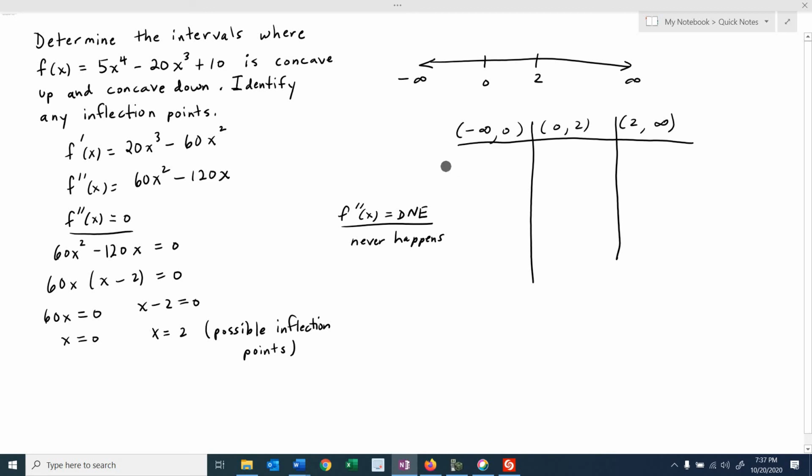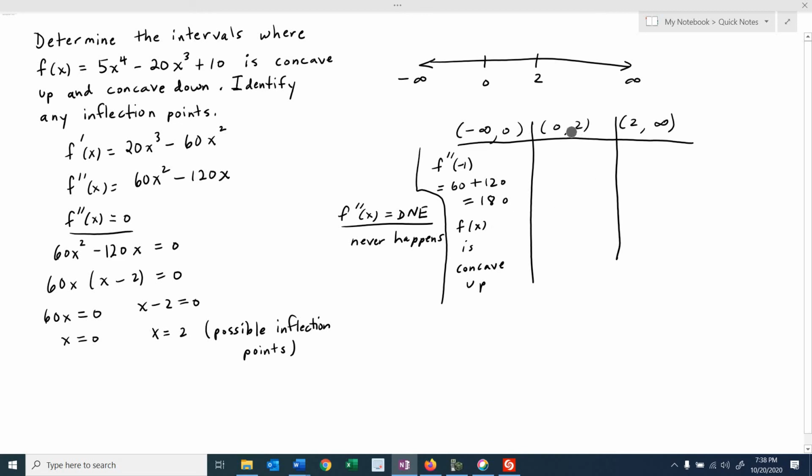So a good test point in here might be negative 1. Okay, so I'm going to plug that into the second derivative. When you plug that into the second derivative here, you get 60 plus 120, which is 180. And since the second derivative is positive, that indicates that the function is concave up, by Theorem 4.10, the test for concavity.